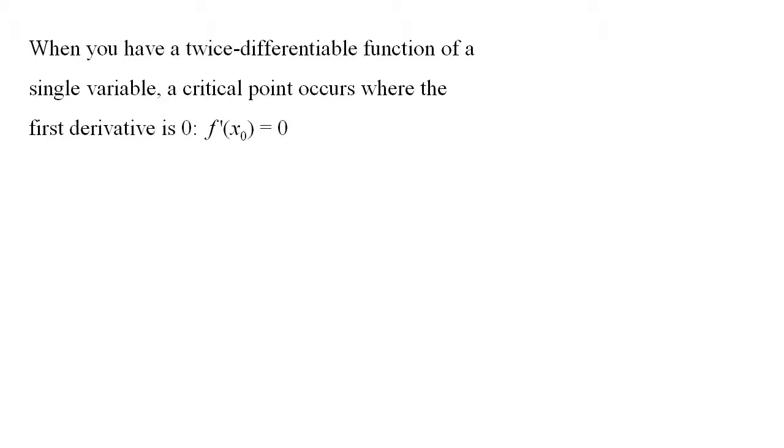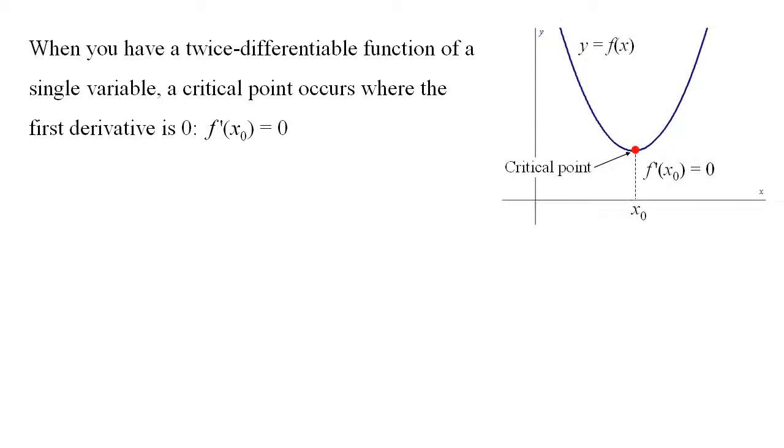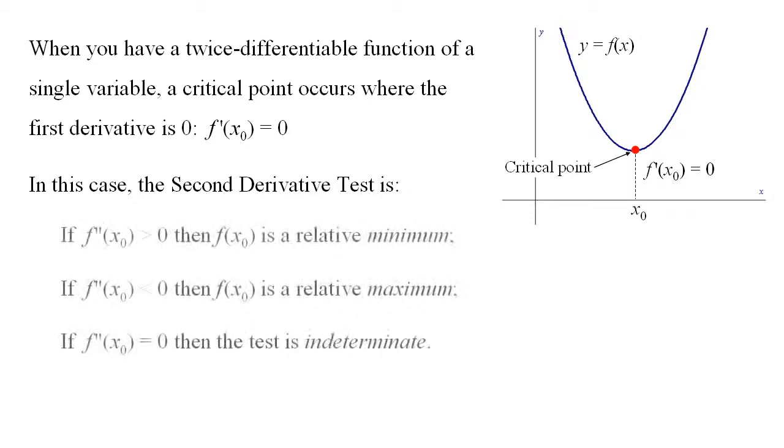When you have a twice differentiable function of a single variable, a critical point occurs where the first derivative is 0. In this case, the second derivative test tells you that if the second derivative at that point is positive, then the point is a relative minimum. If the second derivative is negative, then the point is a relative maximum. And if the second derivative is 0, then the test is indeterminate. In other words, you cannot conclude whether you have a relative minimum, maximum, or an inflection point.